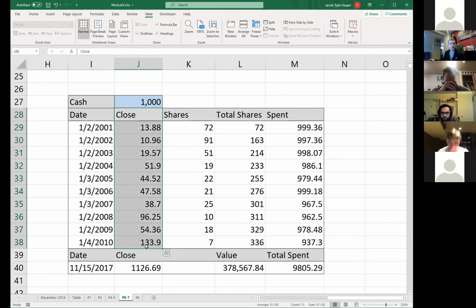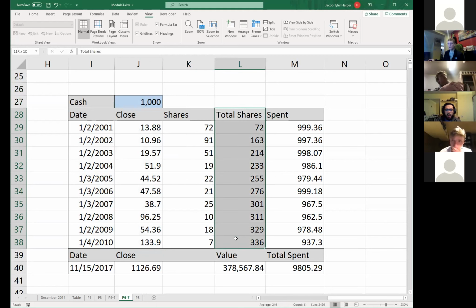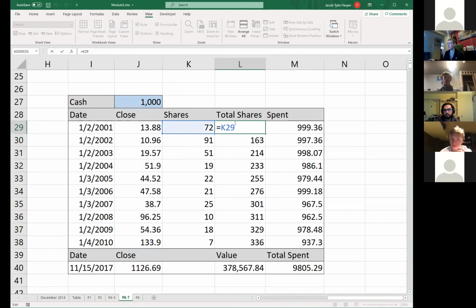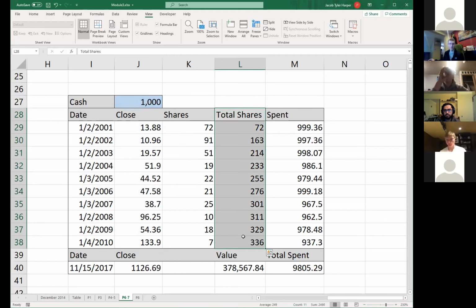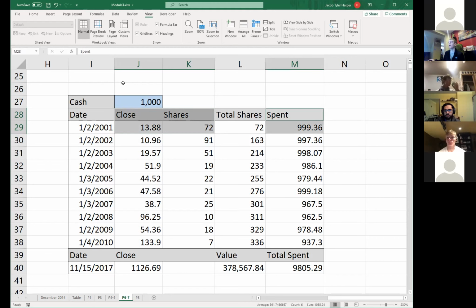So we look up the close price using XLOOKUP. We figure out the shares by seeing how many times the close goes into the amount of cash you have and not forgetting to round down. And then they also wanted us to have like a running total of shares. So at first it's just the same number, but every cell past that is what you had the previous year plus what you're adding that particular year. So by the end of these 10 years, you have 336 shares when it's all said and done. And spent is, again, same calculation from part 1. If you buy 72 things at this price, how much money is that? And it's always slightly less than the amount of cash you have.